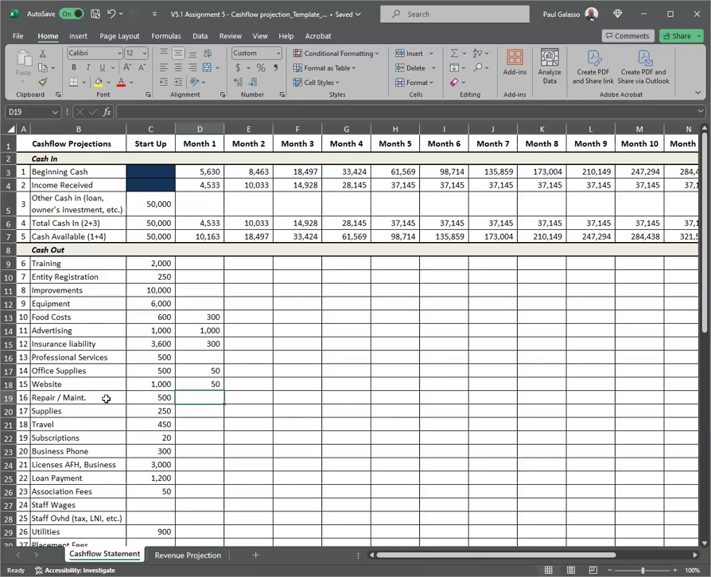Now we get down to repair and maintenance. Again, this is one of those miscellaneous slash other accounts. So this is money that we're going to deposit into savings account number 1 in case something does come up.